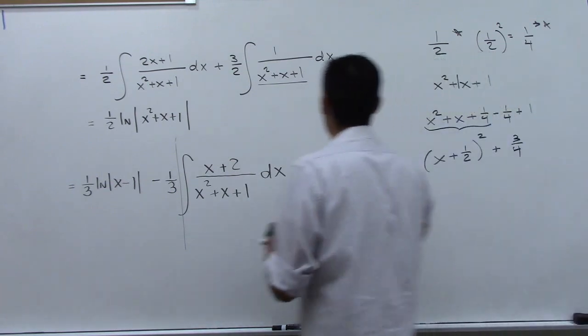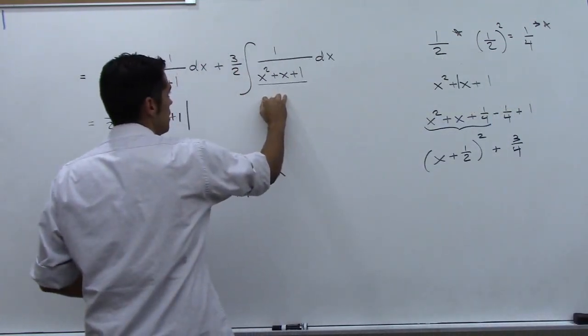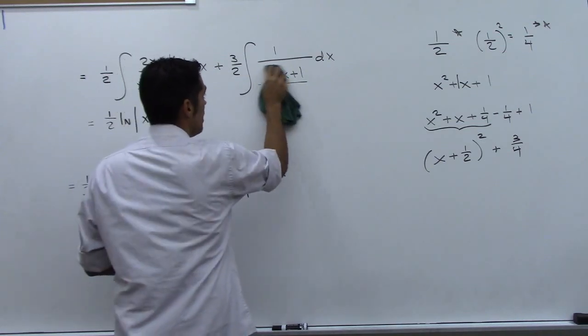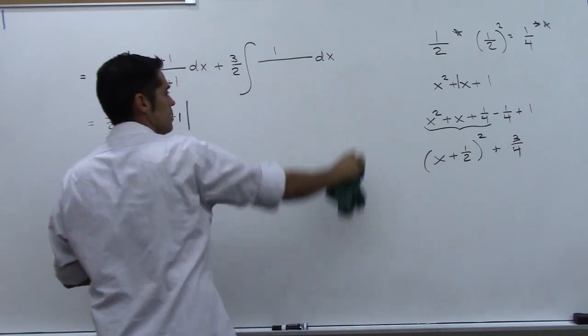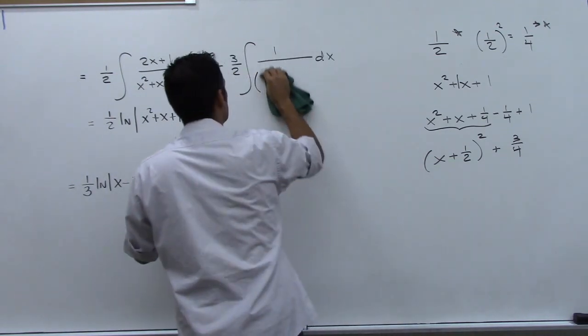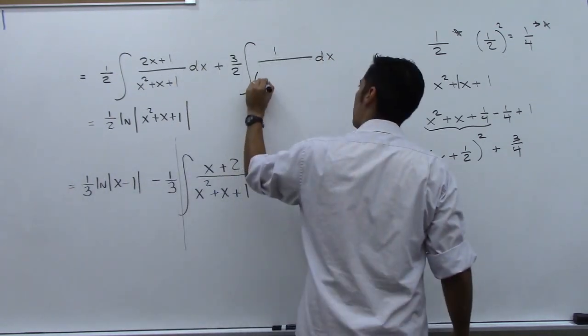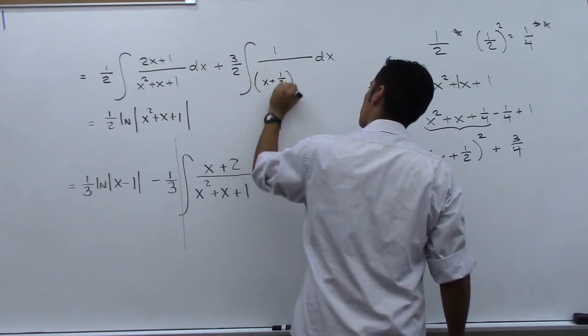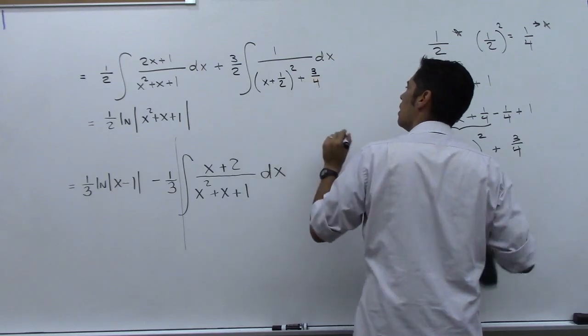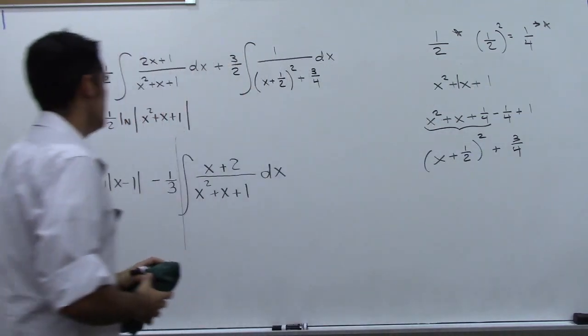So this integral can be rewritten with that. The denominator can be rewritten. So I'm going to go ahead and just rewrite it right here. This is (x plus 1/2) squared plus 3/4. And now I just need to try and integrate that.